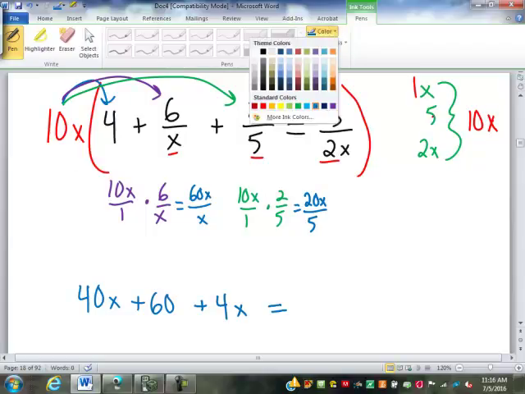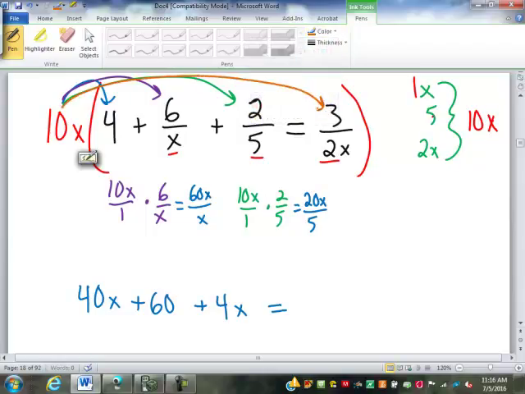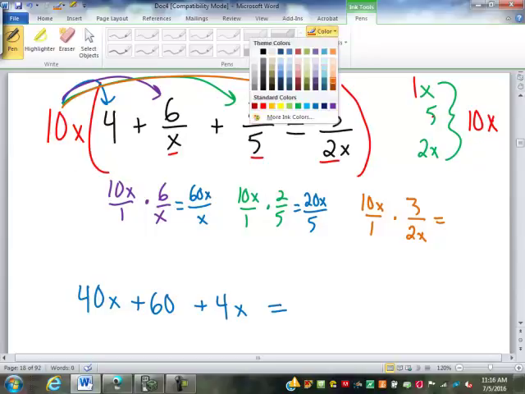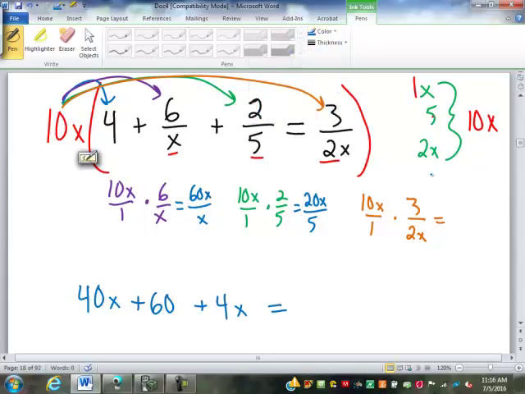Equals. On the other side here, I have 10x. So make that 10x over 1 times the 3 over 2x. What's 10x times 3? 30x. 1 times 2x? 2x. So I have 30 divided by 2 is 15. X divided by x is nothing. It divides out.